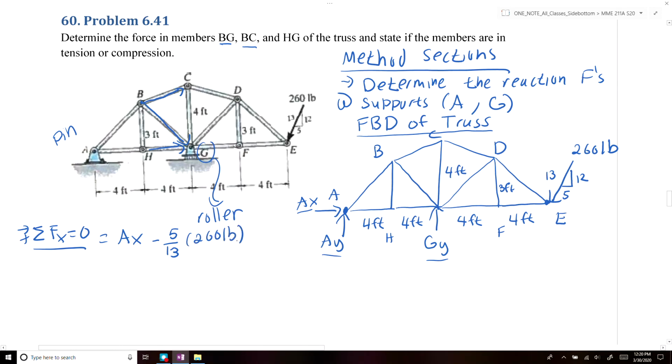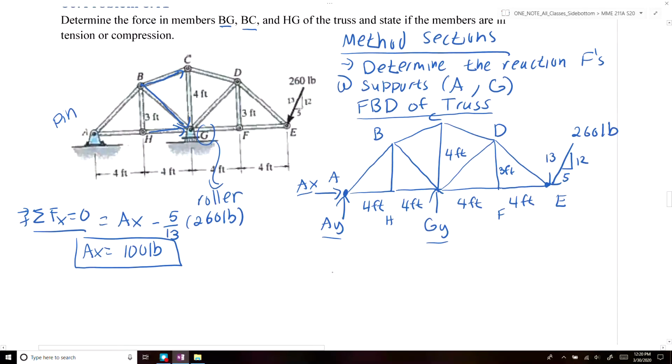So if we rearrange this equation and solve for AX, we get AX will be equal to 100 pounds, and it'll be going along the positive x-axis. The next force we can solve for is AY, and to solve for AY, we can sum the moments about point G and set that equal to 0.